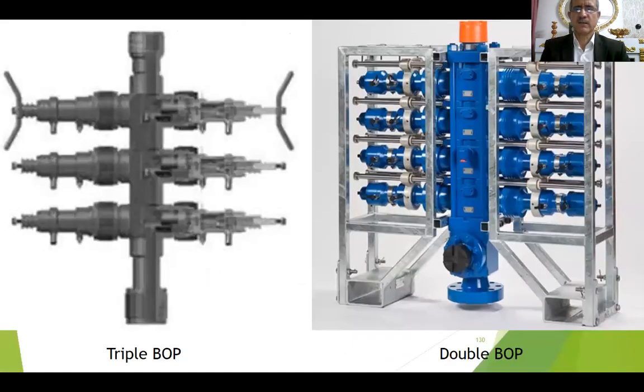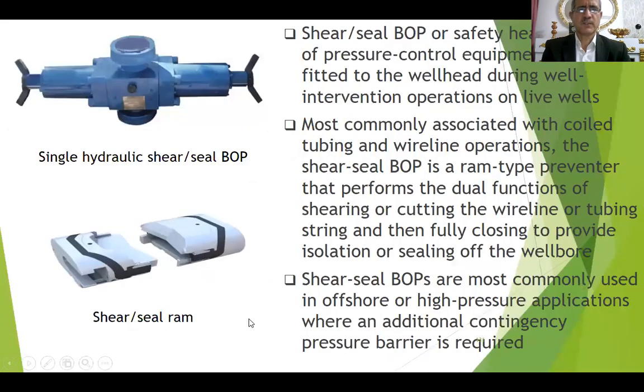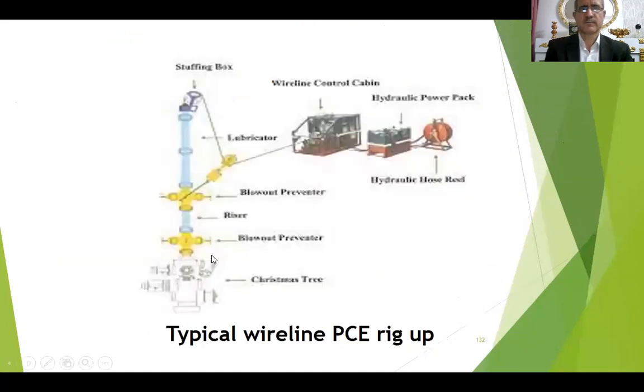We have this type, double BOP. So we have here normal ram, inverted ram, normal ram, inverted ram. Here is triple BOP. Here shear seal BOP, tertiary barrier. Here we can see the shear seal ram.